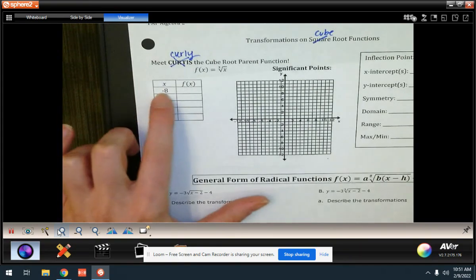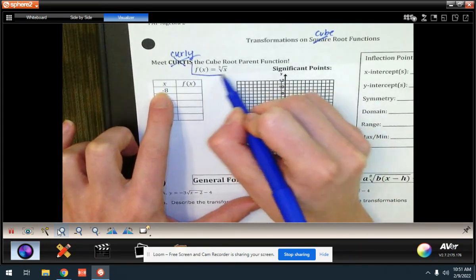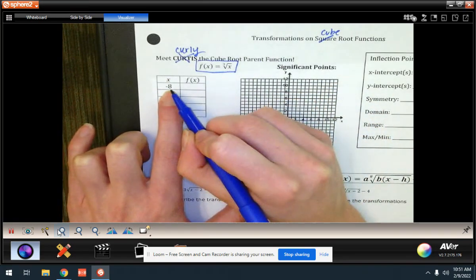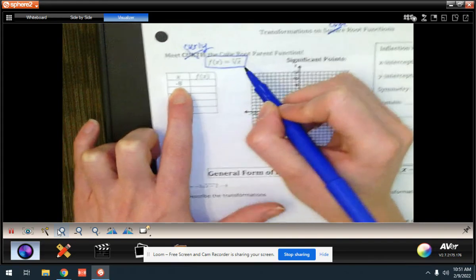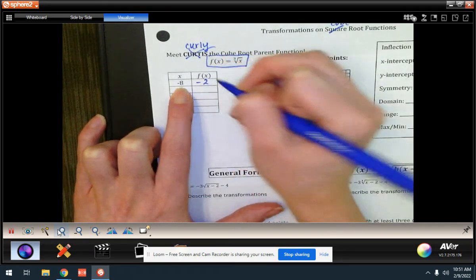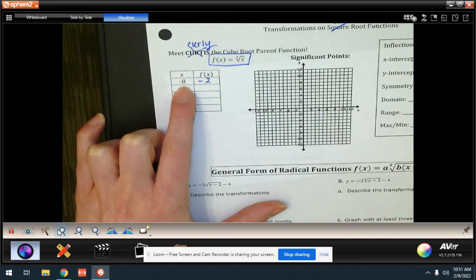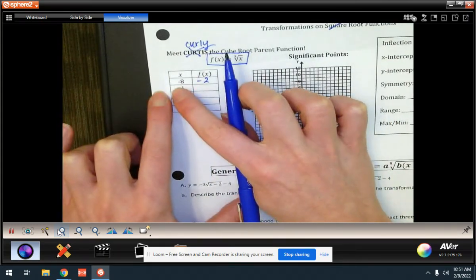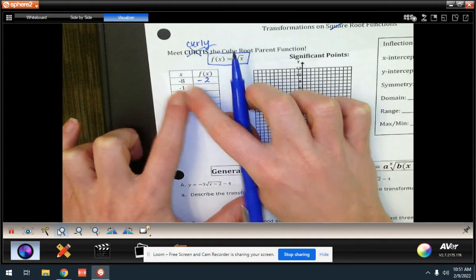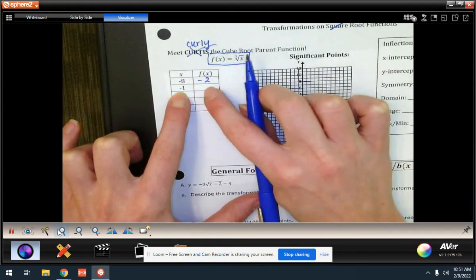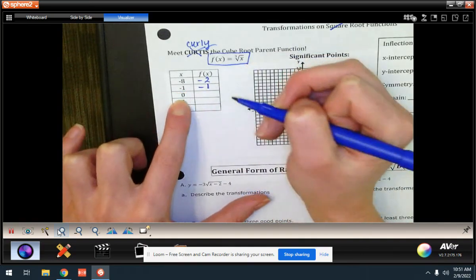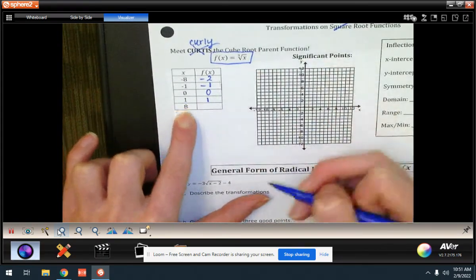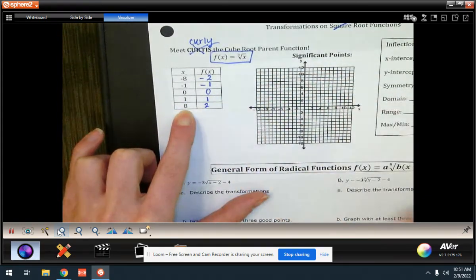Not that that matters. Okay, and so to look at what our parent function looks like, we're just going to plug in some x values. If I plug in -8, the cube root of -8 is -2. So for cube root, we're actually allowed to plug in negatives this time, because if I cube -2, I can get negative values, which would be -8 in this case. And so then the cube root of -1 is -1. The cube root of 0 is 0. Cube root of 1 is +1. Cube root of 8 is 2.